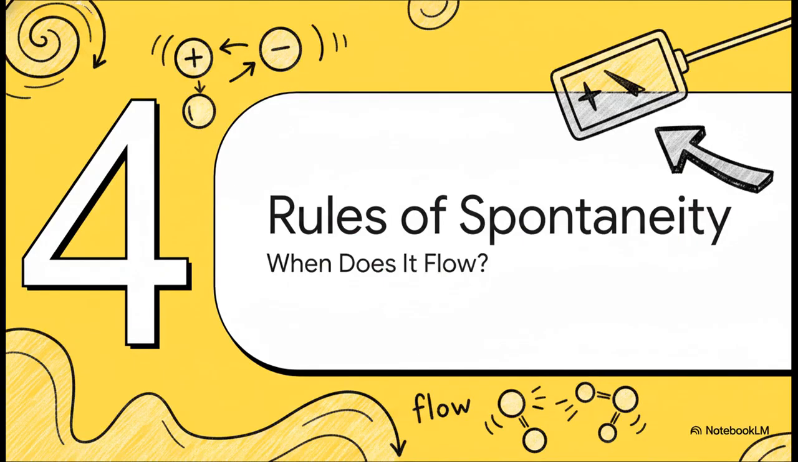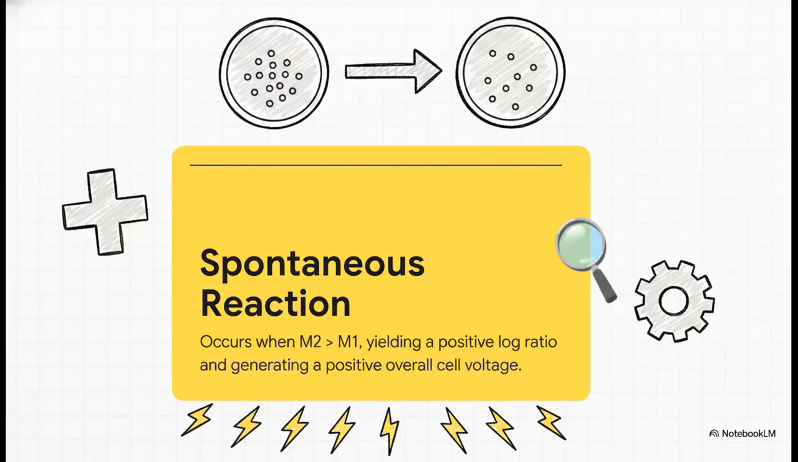Section 4, Rules of Spontaneity. Okay, here's an absolutely crucial point. For any electrochemical cell to fire up and run spontaneously, that overall E cell value has to be positive. There's no way around it.